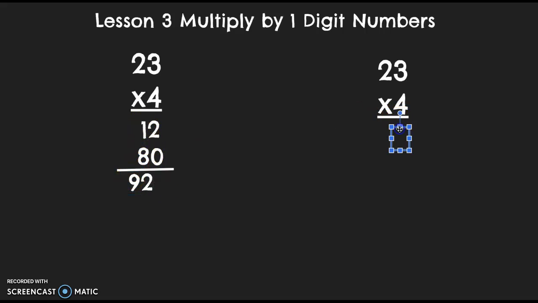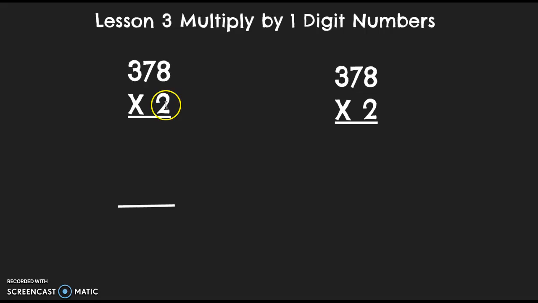Now, the other way to do it, we just go straight up. 4 times 3 is 12, but instead of putting a 12 here, we would just put a 2. And we'd put a 1 up here, like we're borrowing or we regrouped. Now we take 4 times 2, and we get 8, and we add that 1, and we get 9, and our answer would be 92, both ways. Okay? I'm going to show you another one.